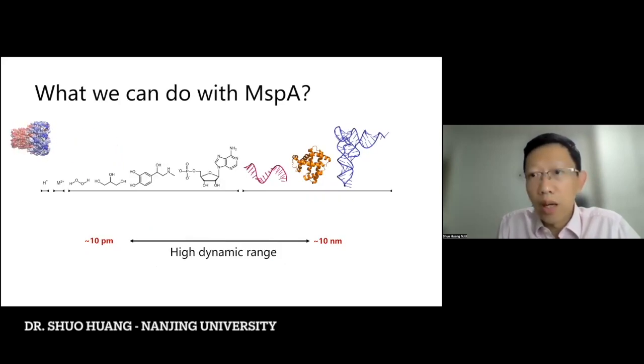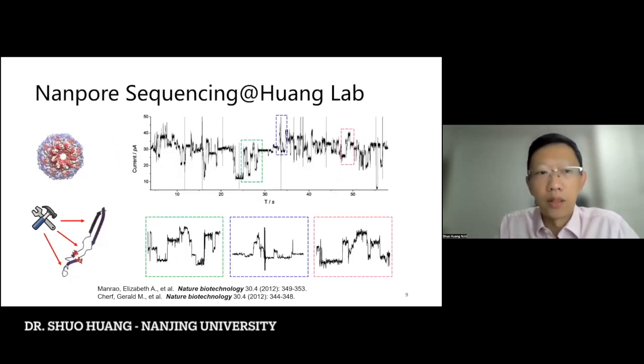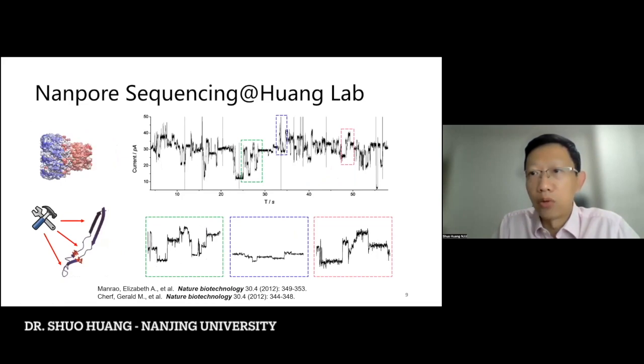So solely with MSP nanopore, we actually can do a wide range of analyte sensing, from a single proton or single metal ions to a whole piece of tRNA molecules. So it has a very, very large dynamic range. But I guess people at this conference are more interested in RNA. So nanopore can sequence RNA and DNA in the way that everyone knows.